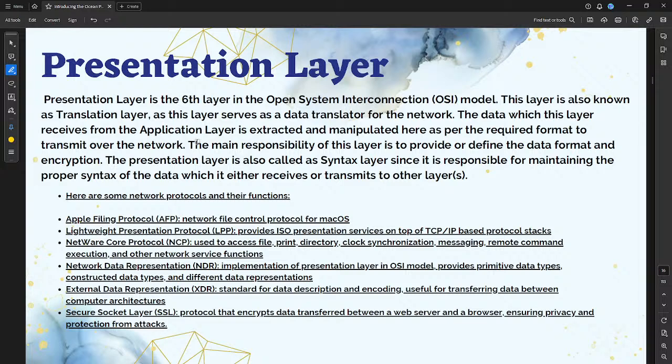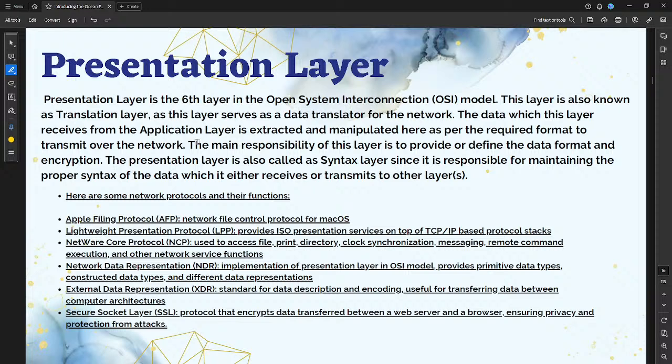Now, the main responsibility of the presentation layer is actually to provide or to define the data format and the encryption. And of course, it's also known as a syntax layer because it is responsible for maintaining proper syntax of the data which it receives or it transmits to other layers.